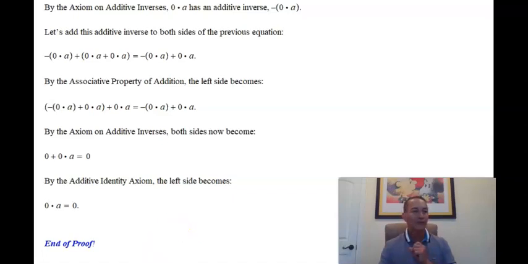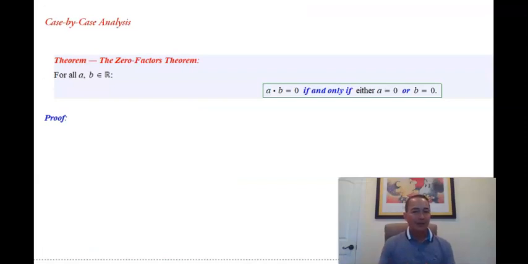Well, at least for the first problem. Okay, I hope that you enjoyed that, but now we're not yet done. We are going to do one more proof, and we are going to kick it up a notch. We are going to prove the zero factors theorem.